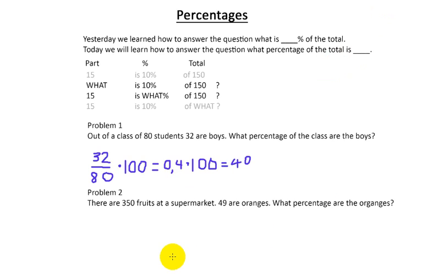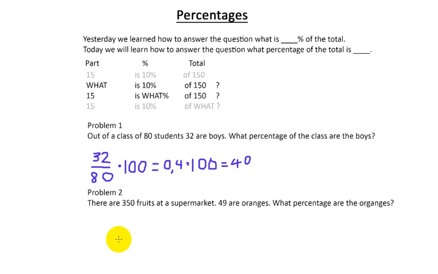Okay, so let's see problem 2. Problem 2 says there are 350 fruits at a supermarket. 49 are oranges. What percentage are the oranges? So again, I have a problem where I am given the total, I am given a part, and I'm being asked what the percentage is. So immediately my mind should go to this kind of problem, problem type number 2. Part, total, looking for the percentage.